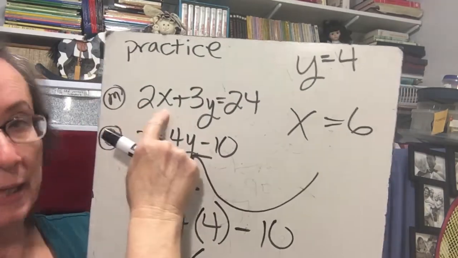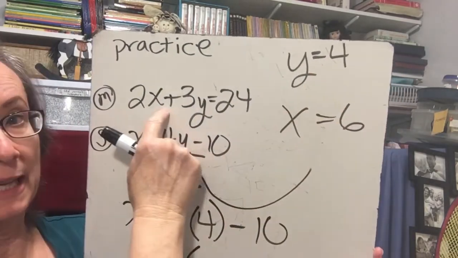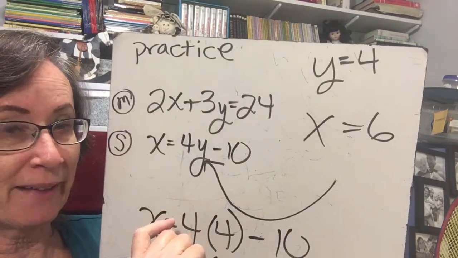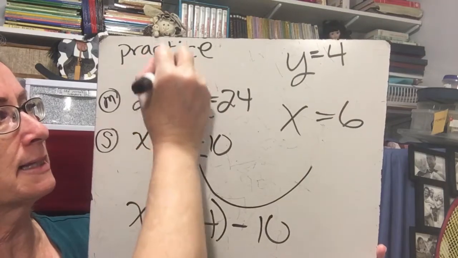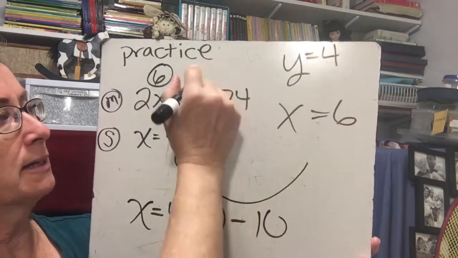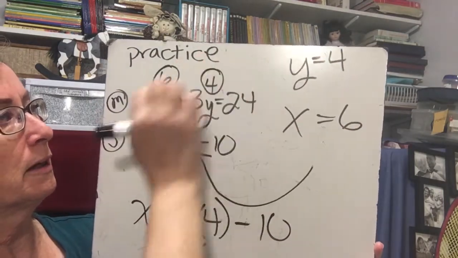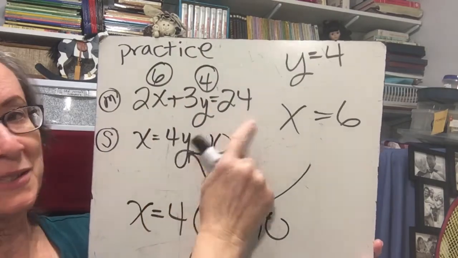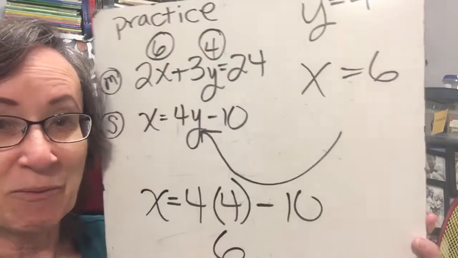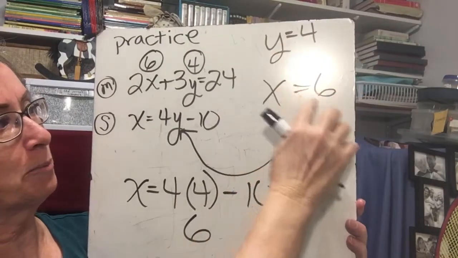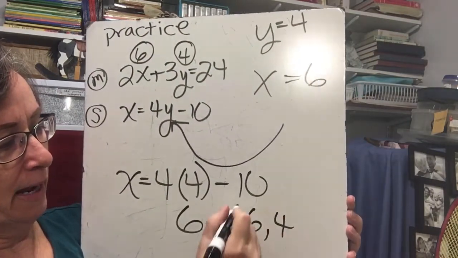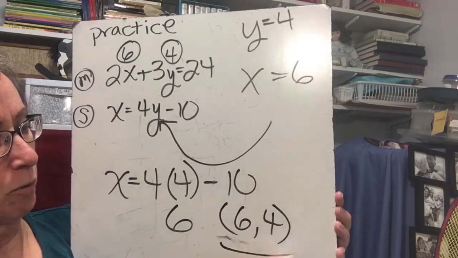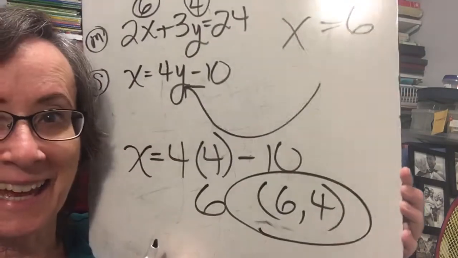So let's go up here and let's check both of these in here. And if it works in there, we know we got the right solution. 2 times x is 2 times 6. 3 times y is 3 times 4. 12 plus 12 is 24. And we found the solution. So the solution point is 6, 4. And we write it as an ordered pair. Just like that.